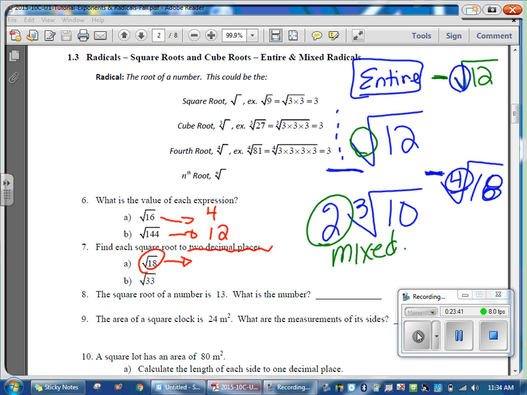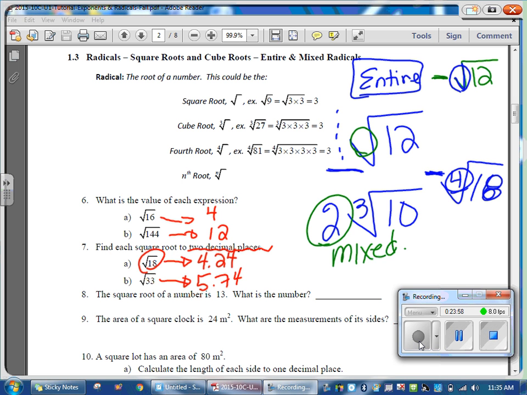4.24. Good. 4.24. Perfect. Root 33. 5.74. Beautiful. All right. Let's move on to the next part.